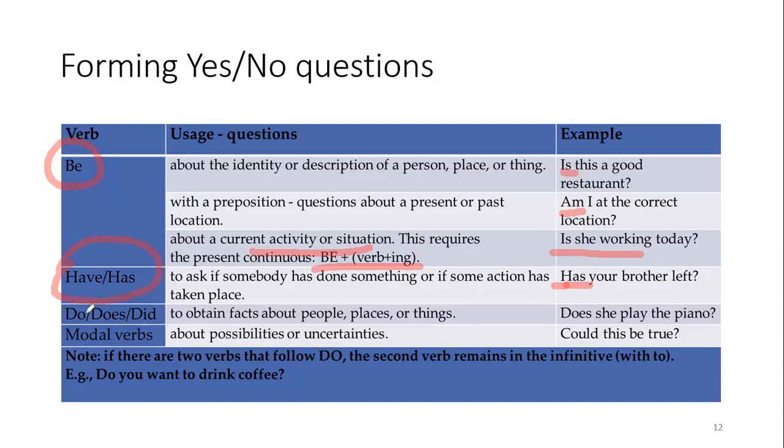Right? Okay. And another form is using the auxiliaries. Now all these are auxiliaries, right? Be, have, has, and then do, does, did. To obtain facts about people, places, or things. So to obtain the same information about people, places, things, right? You can ask questions in different form. For example, does she play the piano? A piano එක play කරනවද? If yes, you can say yes. If not, you can say no.